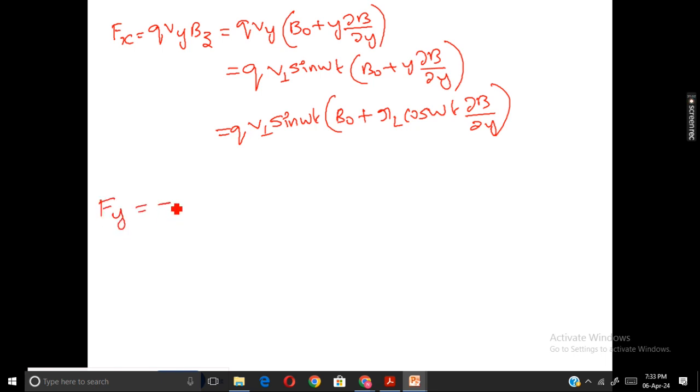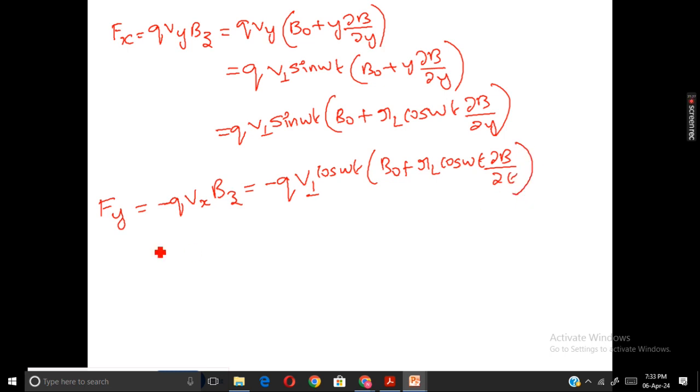And Fy is minus q Vx Bz. It will become minus q V perpendicular cos omega t into B0 plus y dou B by dou y, where y will be RL cos omega t, so B0 plus RL cos omega t dou B by dou y. This is Fy and this is Fx. And Fz will be 0.